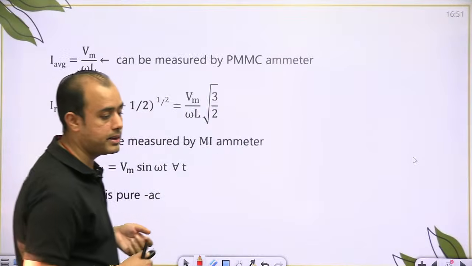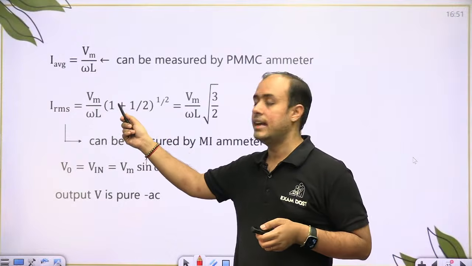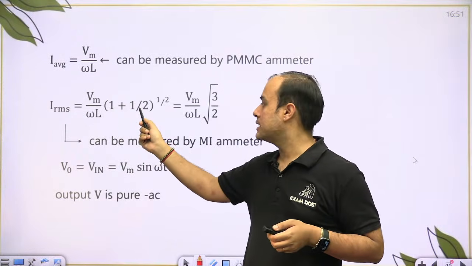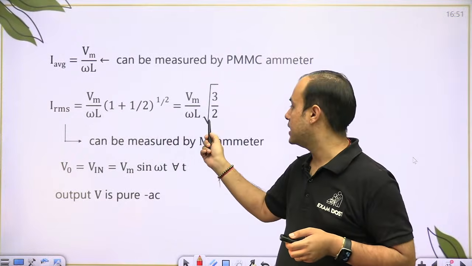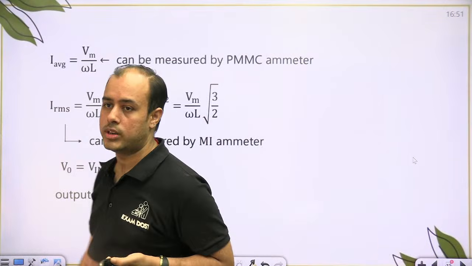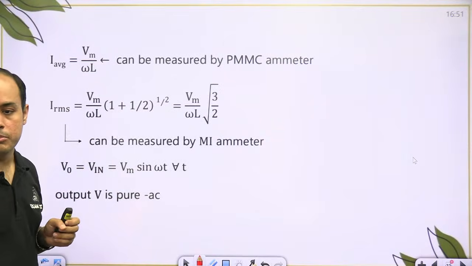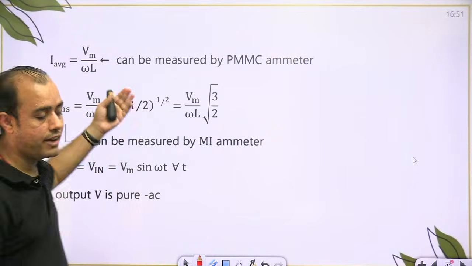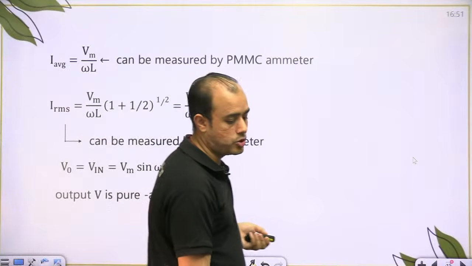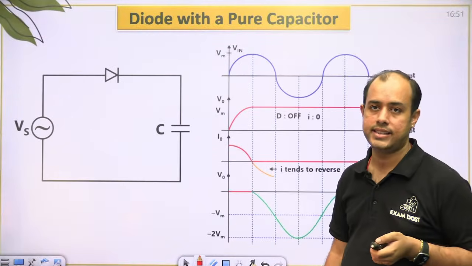And what about RMS? RMS can be taken as Vm by omega L times square root of DC square plus AC square by 2, which is root 3 by 2. यही होता है ना RMS निकालने का तरीका, अंडर रूट DC स्क्वायर प्लस AC स्क्वायर बाय 2. RMS can be measured by a moving iron instrument and average by a PMMC instrument. And V naught is equal to V in, which is pure AC.